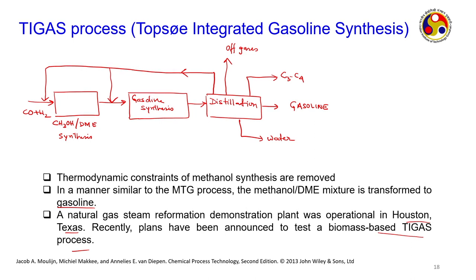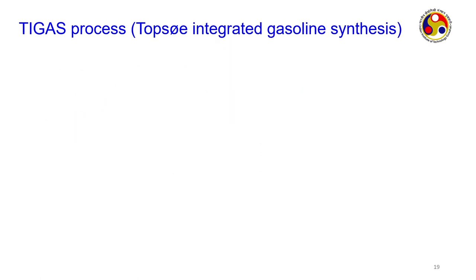It is these two steps. So, there is no intermediate removal of methanol. So, you combine these two and then you go to distillation and separate out the products. So, let us see the overall process diagram, how it looks like. So, you have the syngas coming in here.